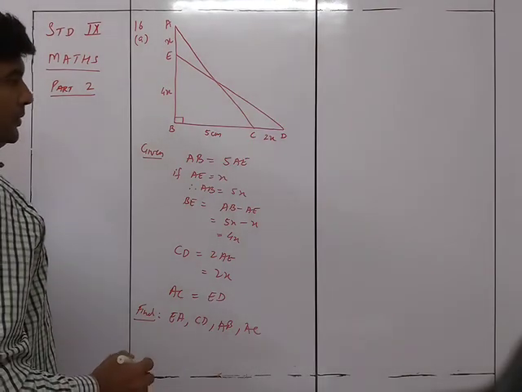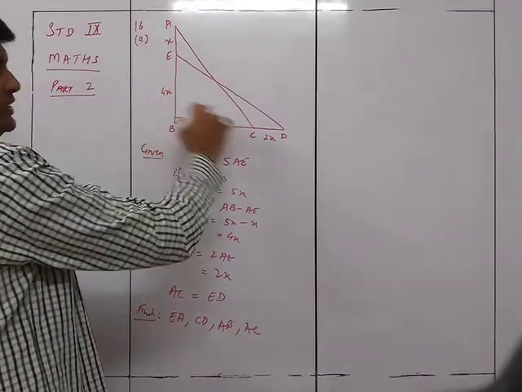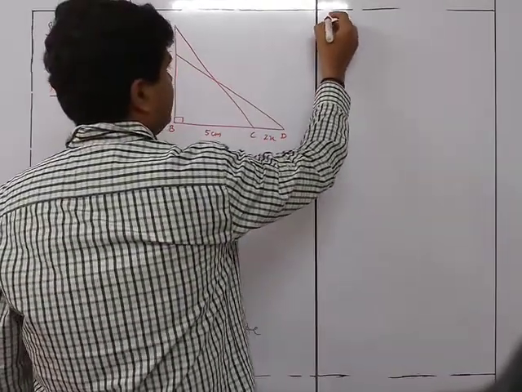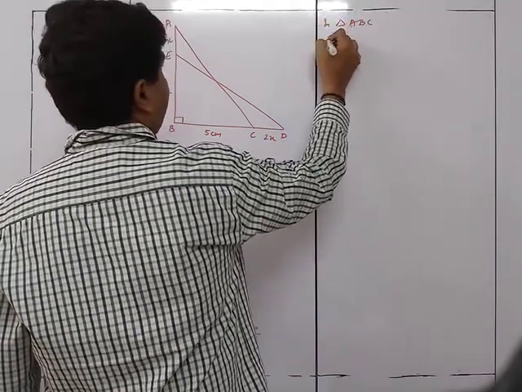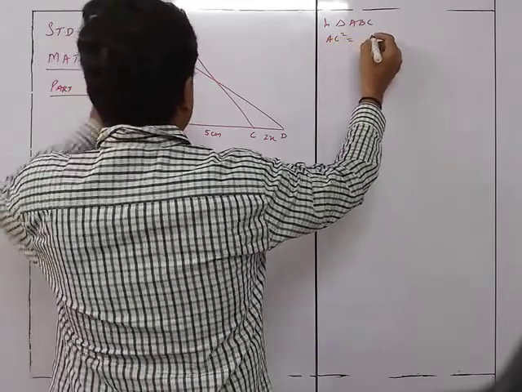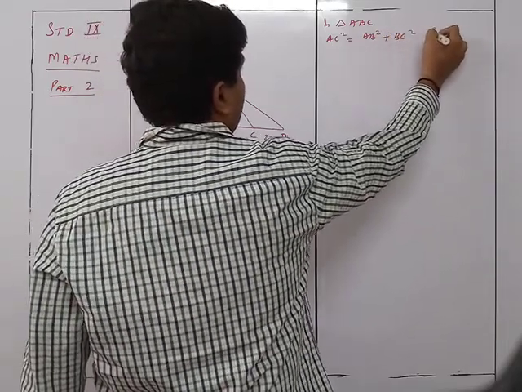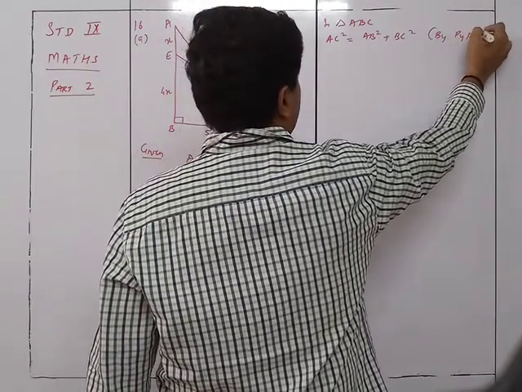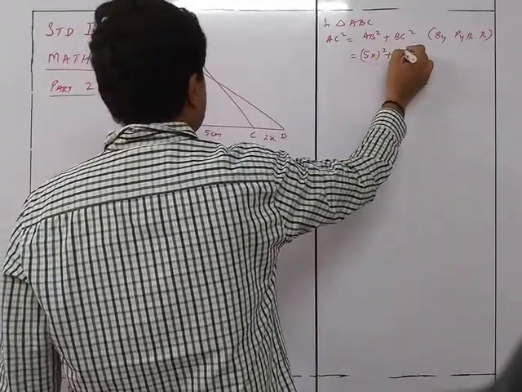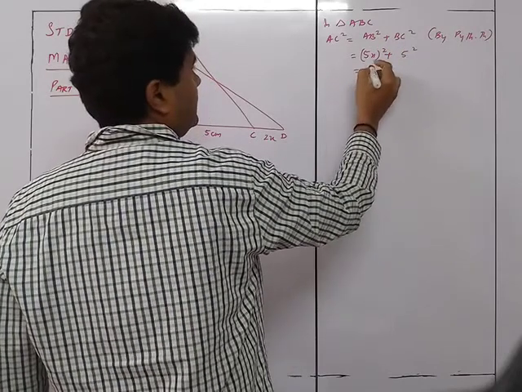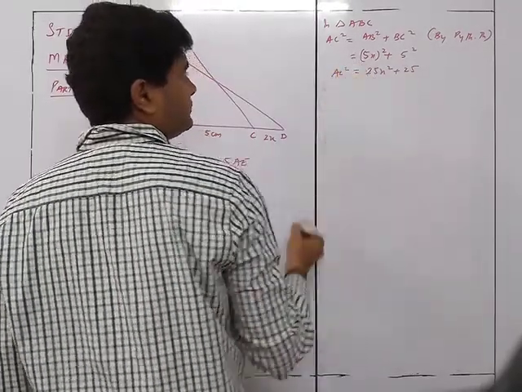Now, we will be applying the Pythagoras theorem for both the triangles. First, in triangle ABC, AC square is equal to AB square plus BC square by Pythagoras theorem. So AB is 5x, the whole square, plus BC is 5 square. So 25x square plus 25 is AC square.